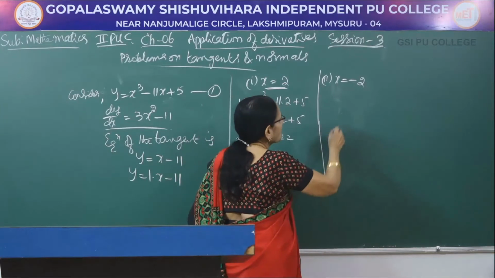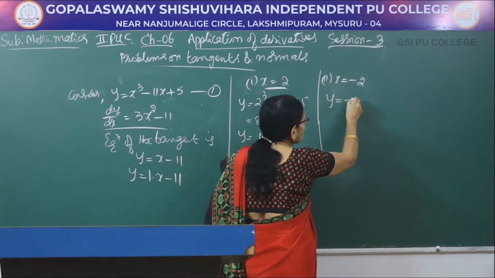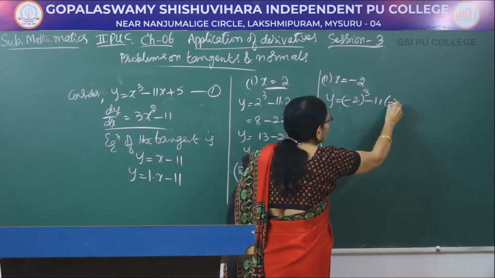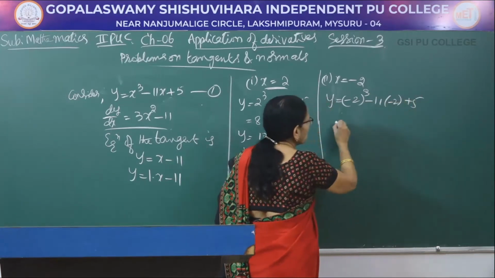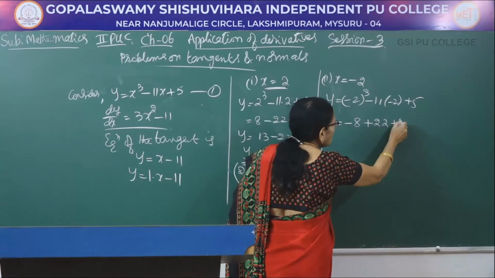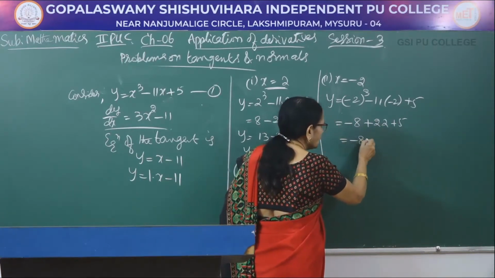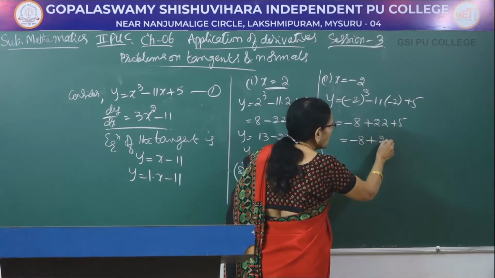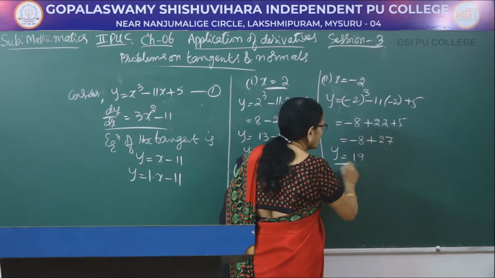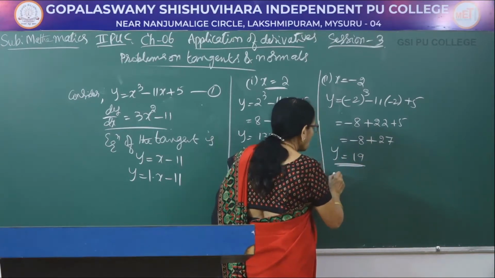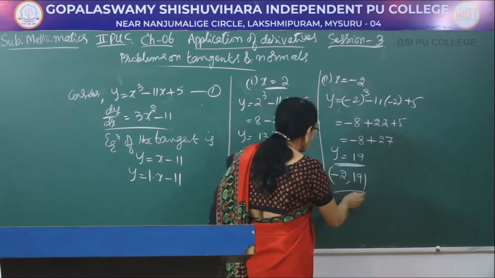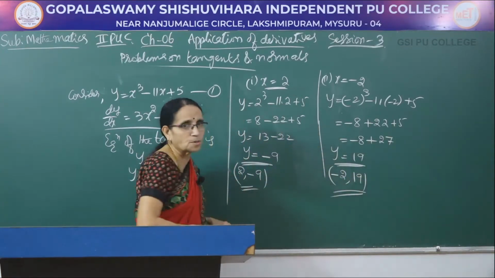Now, take the second point. Here also you substitute the value: minus 2 the whole cube minus 11 into minus 2 plus 5. That is minus 8 plus 22 plus 5. That is minus 8, 22 plus 5 is 27. So, 27 minus 8 is 19. Therefore, the other point is minus 2 comma plus 19. See, here I got 2 points.